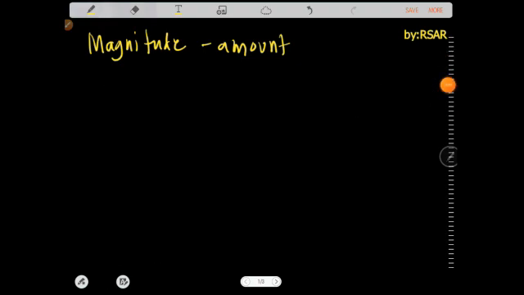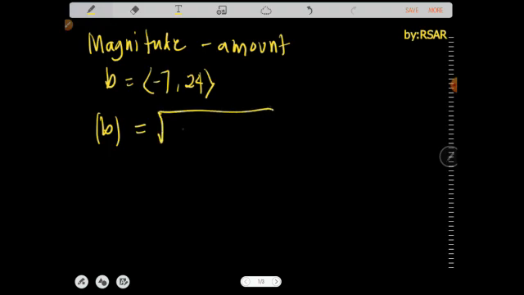Another one, vector B with the coordinates negative 7 and 24. Find the magnitude of vector B. It is like the absolute value of B. Take the square root of negative 7, and we remove the negative because it is squared, plus 24 squared. Simplifying, that is equal to 25.